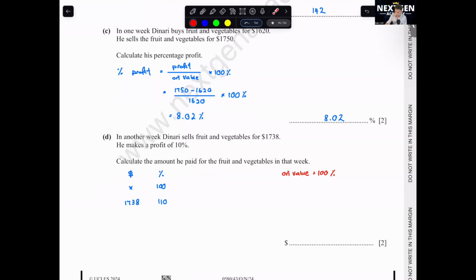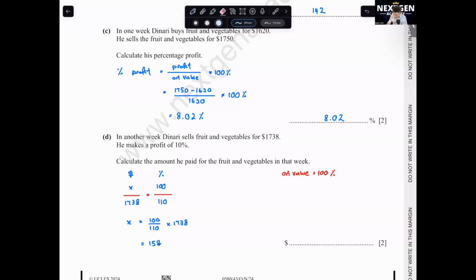So this is a ratio. Imagine here got dot, dot, dot, dot. X is to 100, 1738 represents 110. Then we convert this into a fraction equation like this. X over 1738 equals 100 over 110. X is 100 over 110 times 1738. 100 divided by 110 times 1738, we'll get 1580.